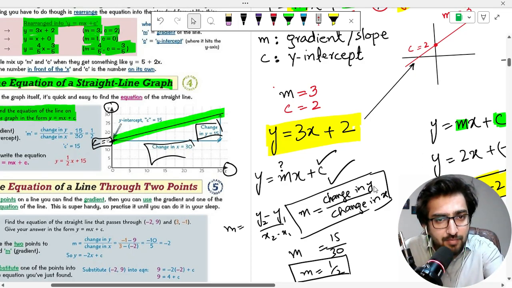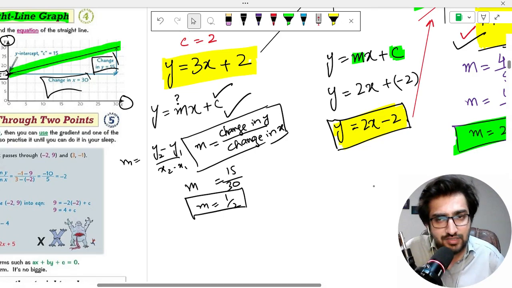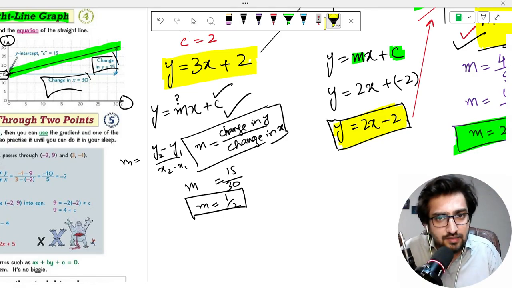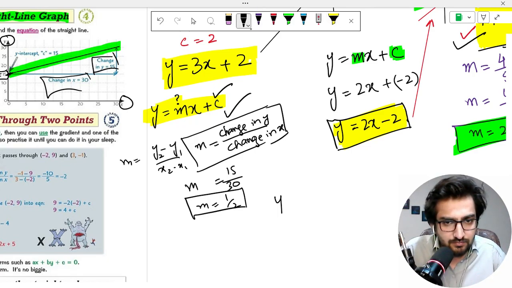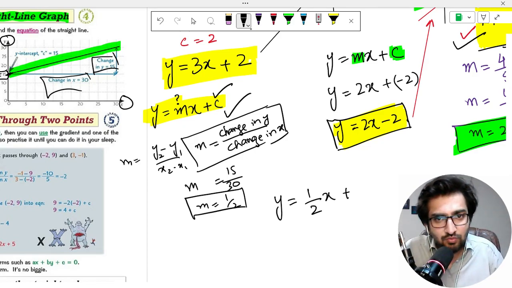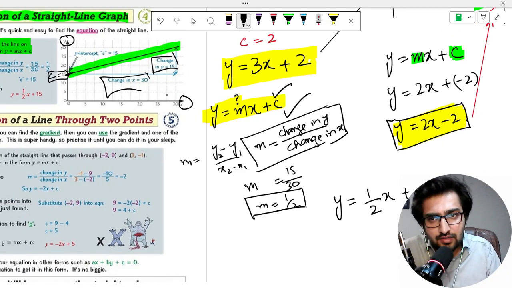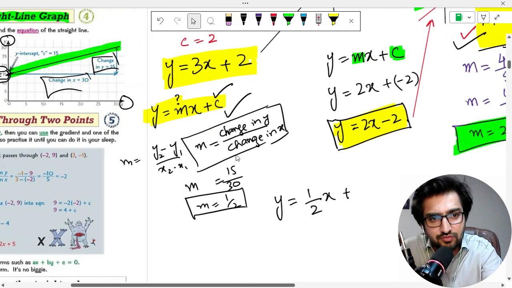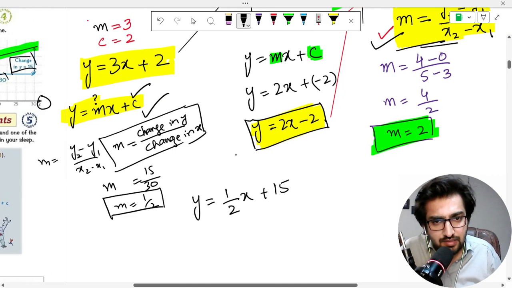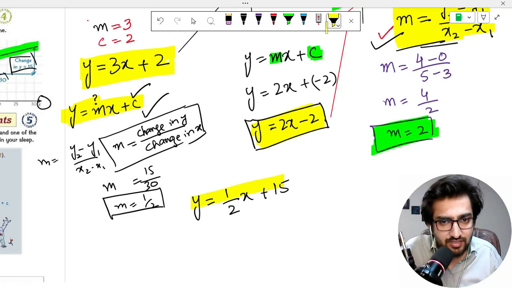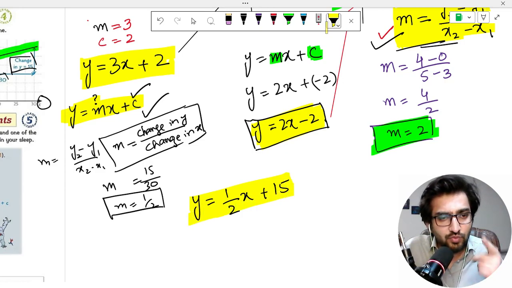So you got m and you got c. So let's put it in the equation. Let's put that in this equation, y equal mx plus c. Y equal 1 by 2 x and c was 15, right? I told you that where the graph touches the y-axis, that is 15. So 1 by 2 x plus 15. That is the equation of that straight line. So it is very simple. You just need two things: one is the gradient, another one is the y-intercept.